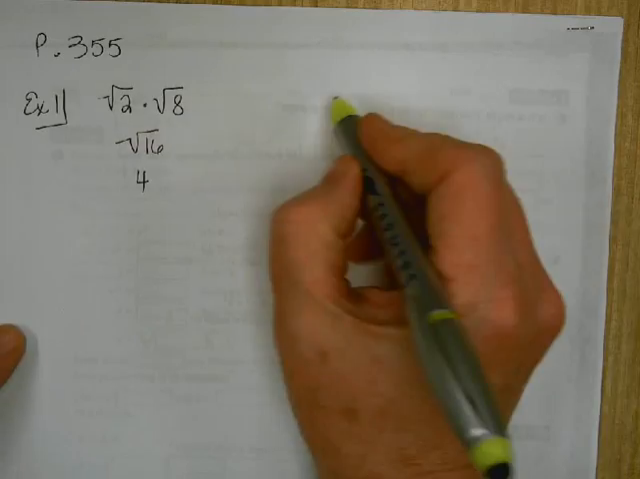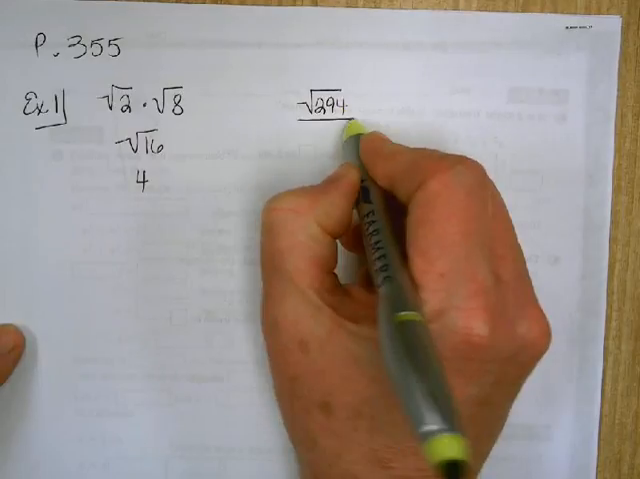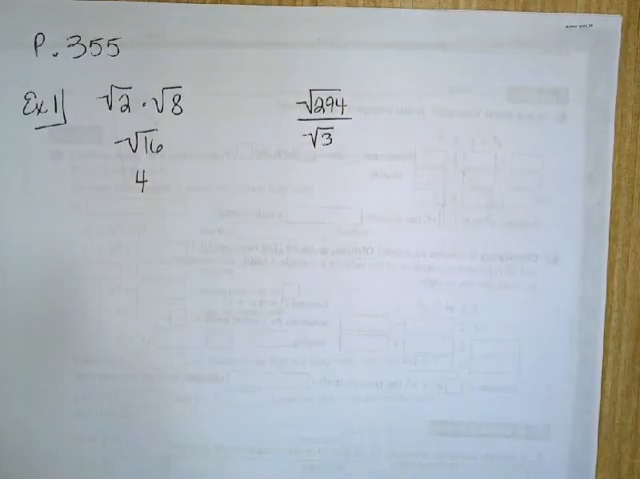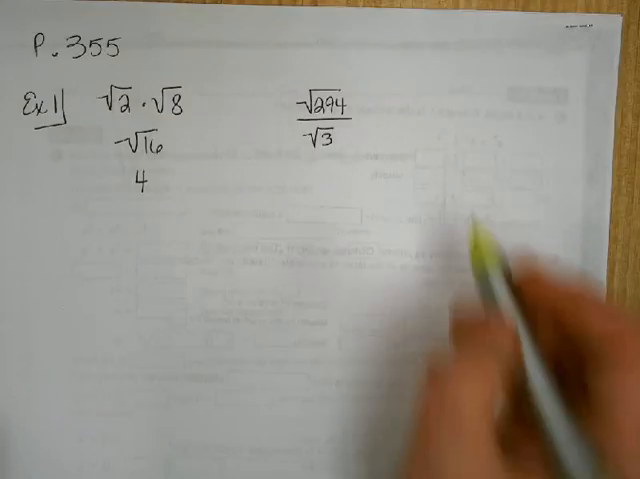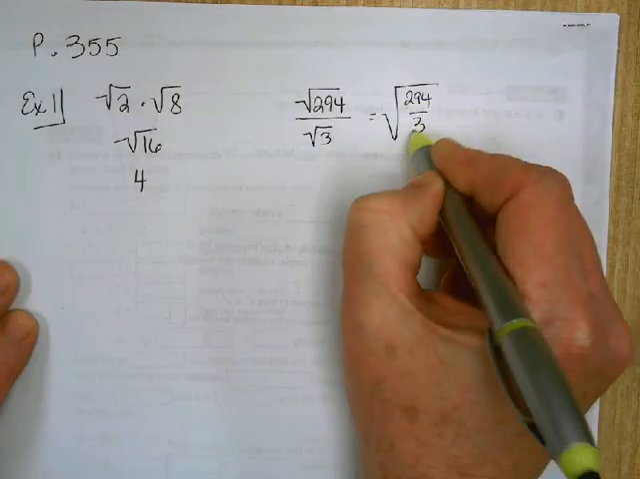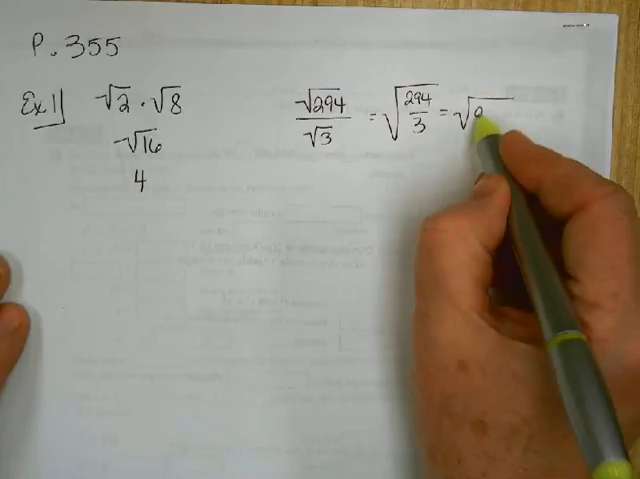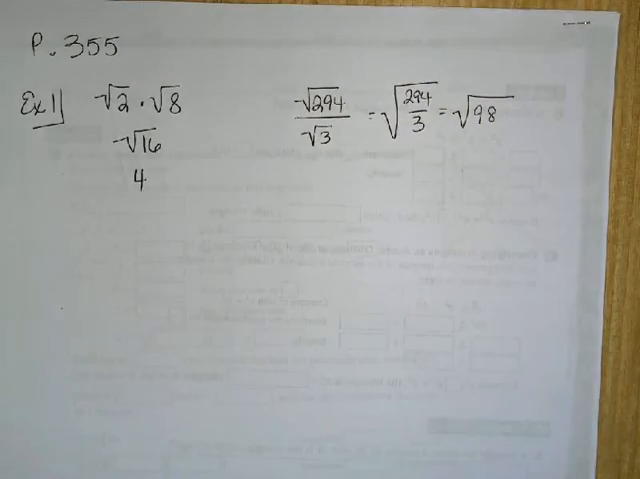Next example. Square root of 294 over the square root of 3. If you're taking the same root, you can divide things if they're both underneath the radical. So this is the same as having the square root of 294 over 3. What is 294 divided by 3? Now, what's the answer to the square root of 98? Is it on the list of perfect squares?